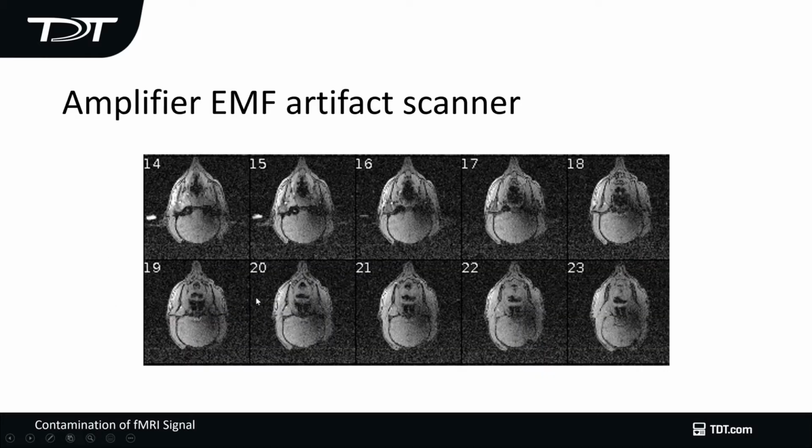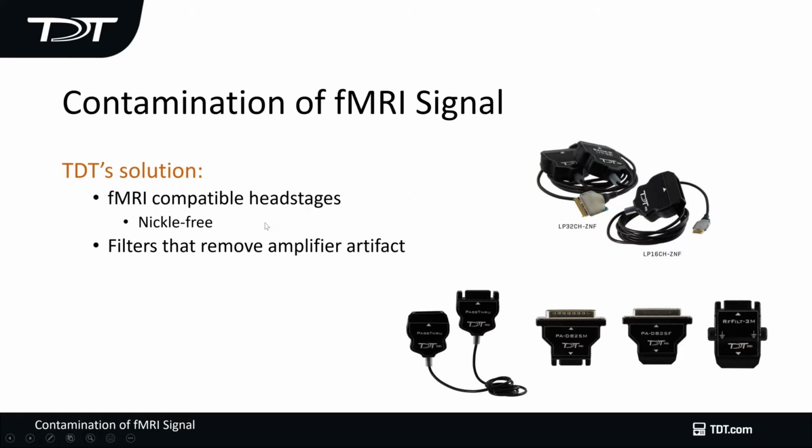And then the final issue is that you can get amplifier EMF artifact on the scanner. This is a 3T scanner, and you can see that there's a lot of activity here that should not be here. So you're going to lose your dynamic range of your scanner signal. So to minimize that, what we have is an RF filter here that allows you to remove the artifact induced by the amplifier onto your scanner signal.